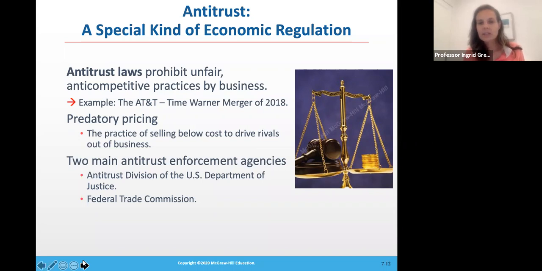And here they also talk about the two main antitrust enforcement agencies. This is the Antitrust Division of the U.S. Department of Justice and the Federal Trade Commission. So really great names to know as you enter the workplace, because they will come up time and time again.